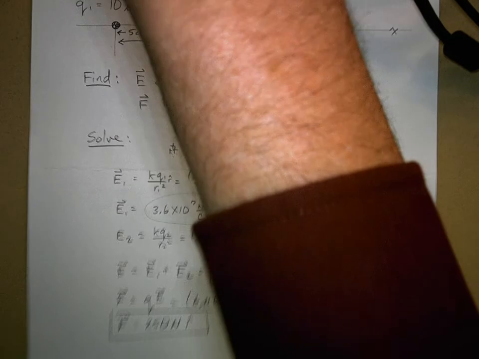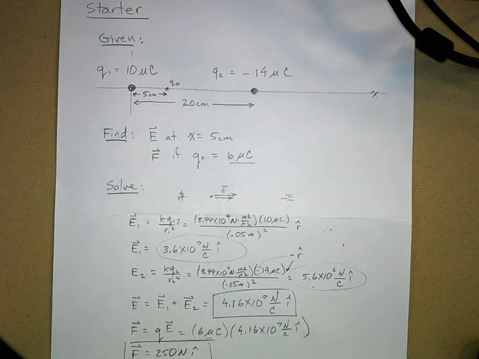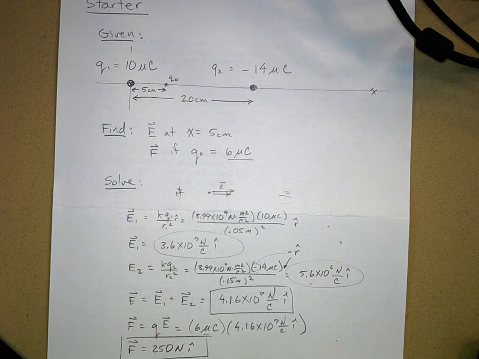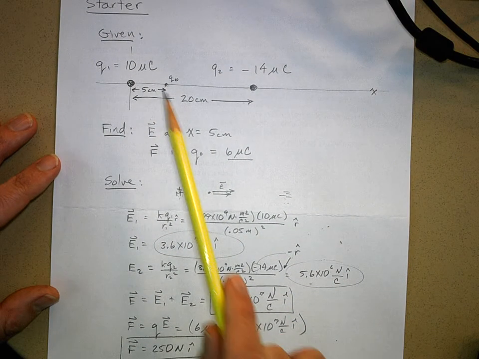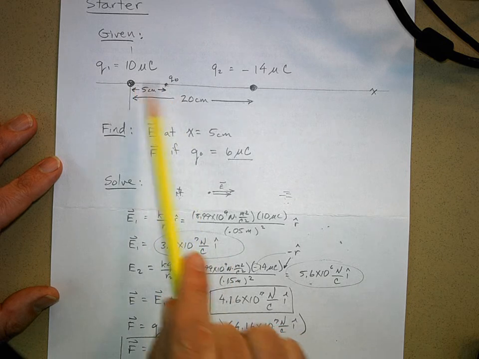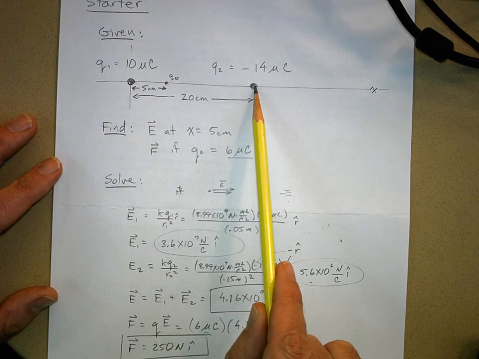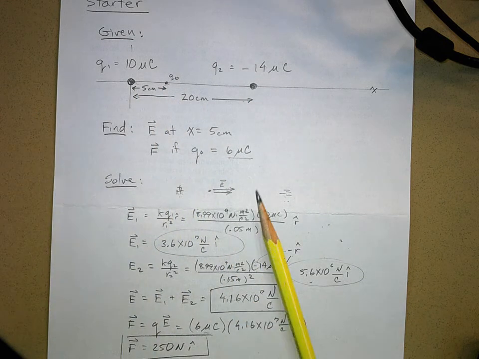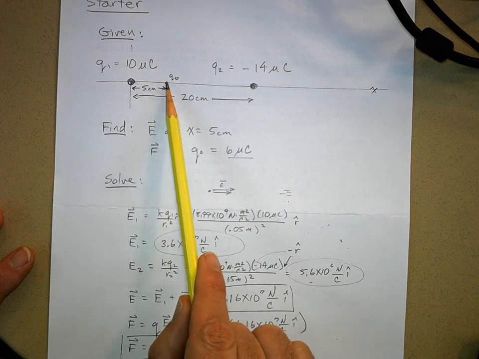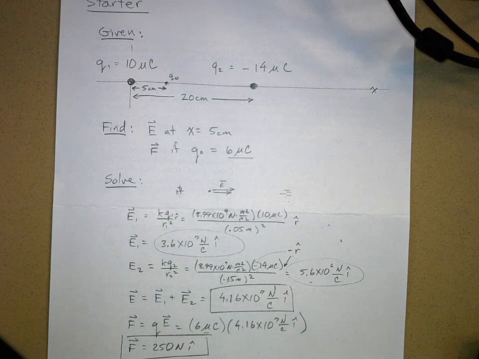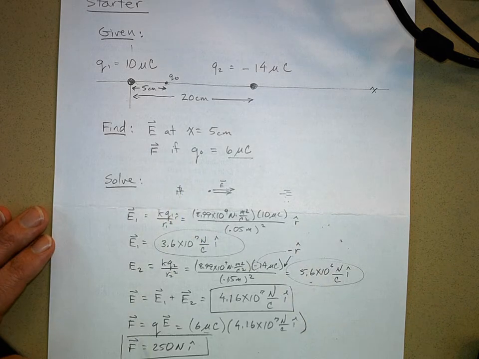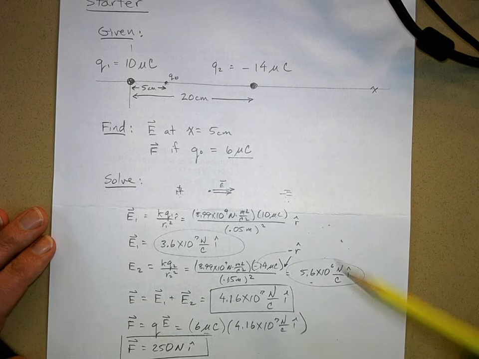But the big idea behind this problem is that when you have two point charges and you're trying to find the electric field, you have to add them together, but you really have to be careful about what direction each charge is pulling on your test charge, and then write it down appropriately.